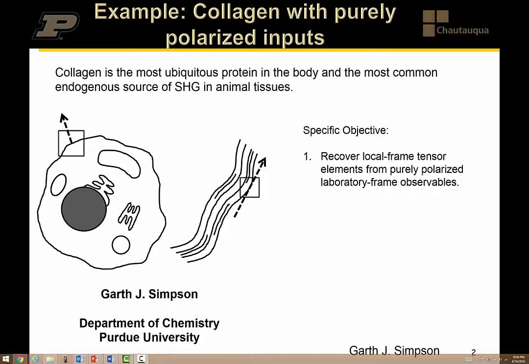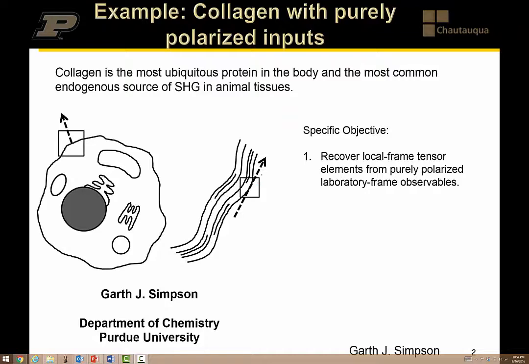And collagen is a pretty good one to start with because it's a really common system for SHG microscopy analysis. It's the most abundant protein in the body, and it's a bright generator of SHG. So if you're looking at tissues, it's an obvious first choice. So what are we going to be doing today?